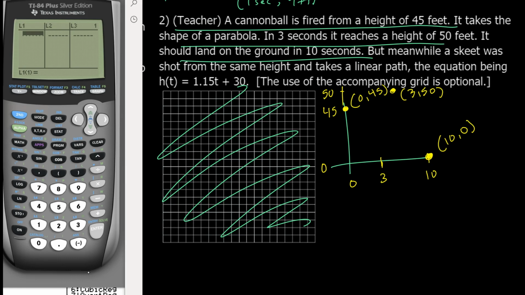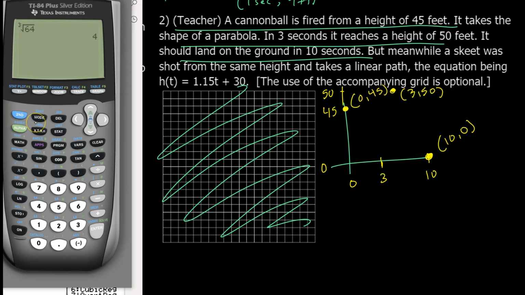So now, what do we hit in our calculator? Stat, edit. Then in L1 goes our x values. So you put 0, 3, 10. And in L2 goes the y values in the same order. 45, 50, 0.